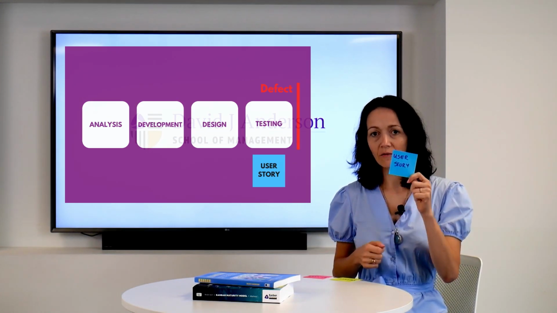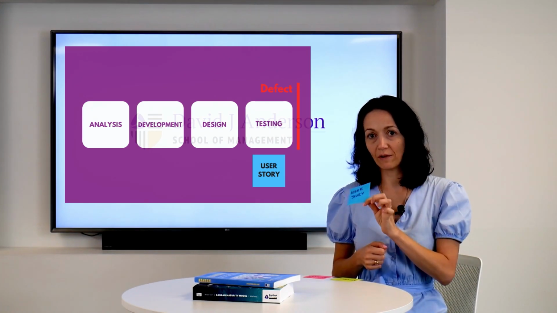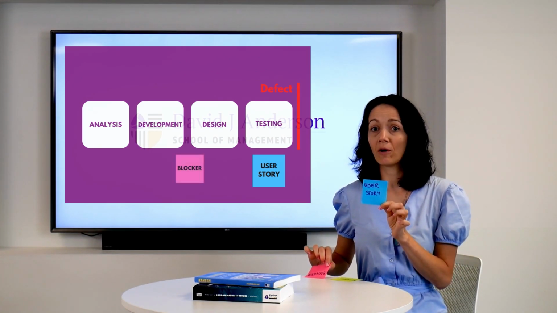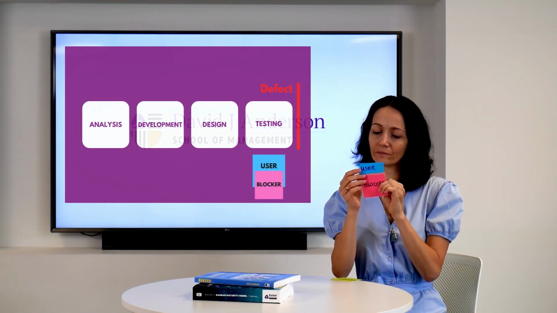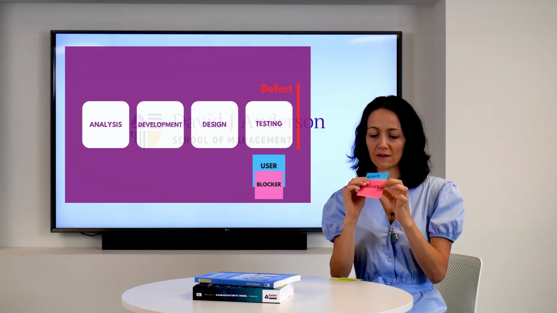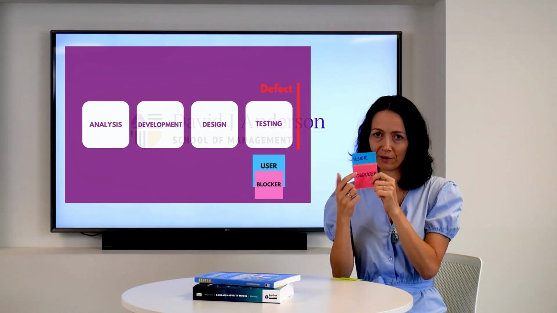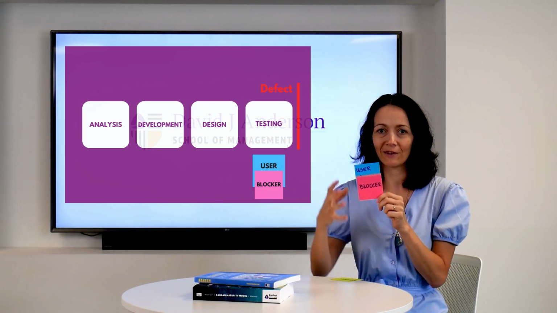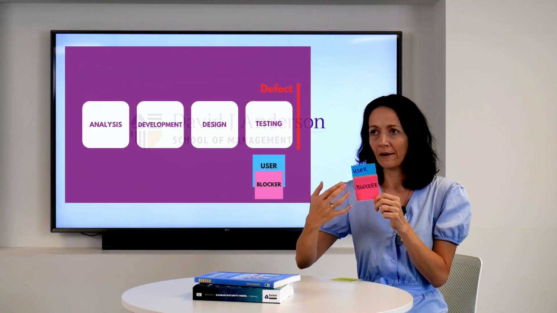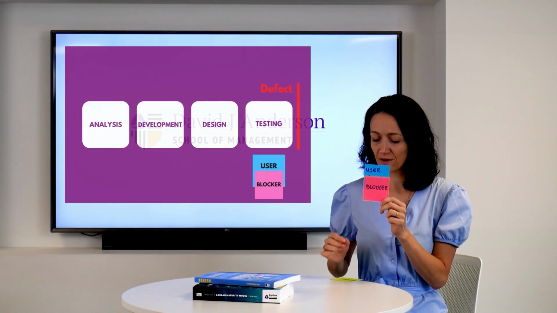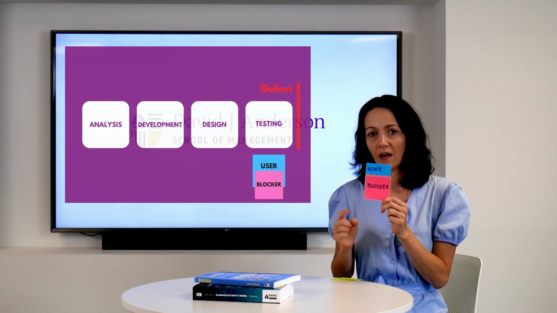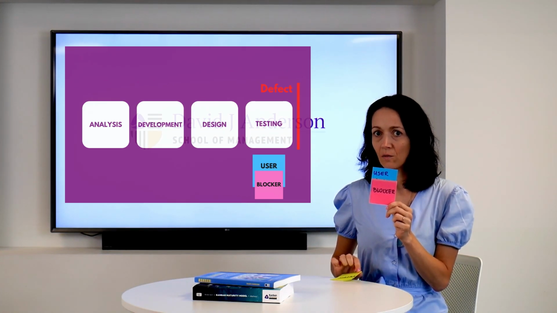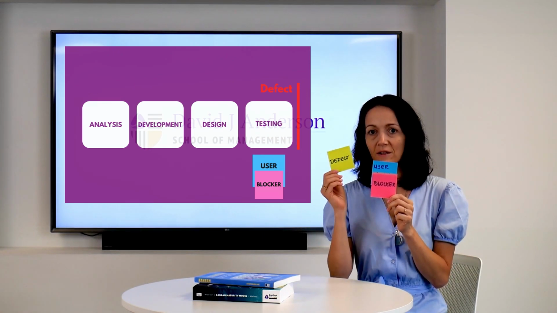So instead of moving this item back to development, we create a blocker. So we add a blocker to this user story. We block it in our process. It doesn't have to be a red or pink sticker. It can be an indicator. It can be any decorator on your sticker. So you block this one in your testing, and you create another work item, which is a defect.